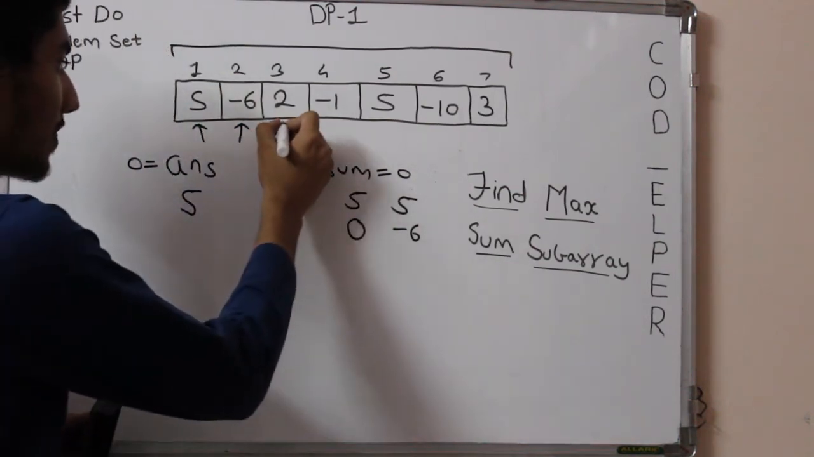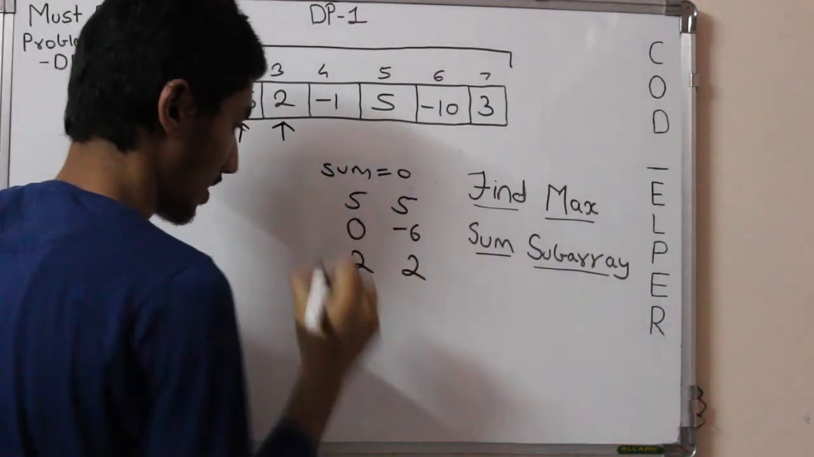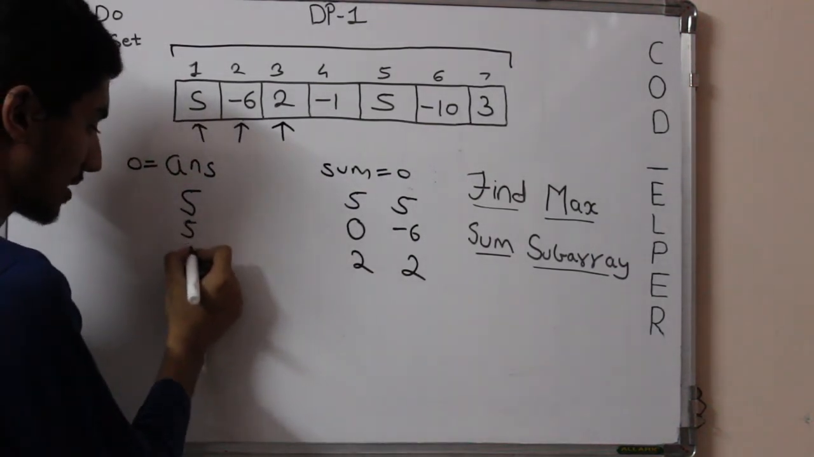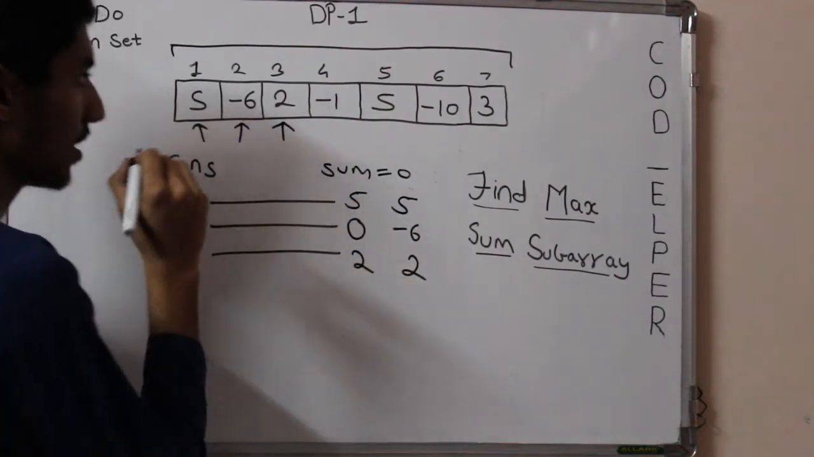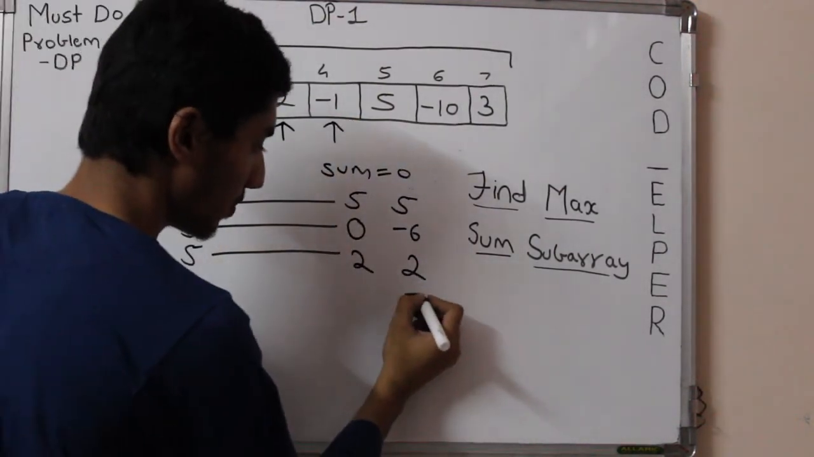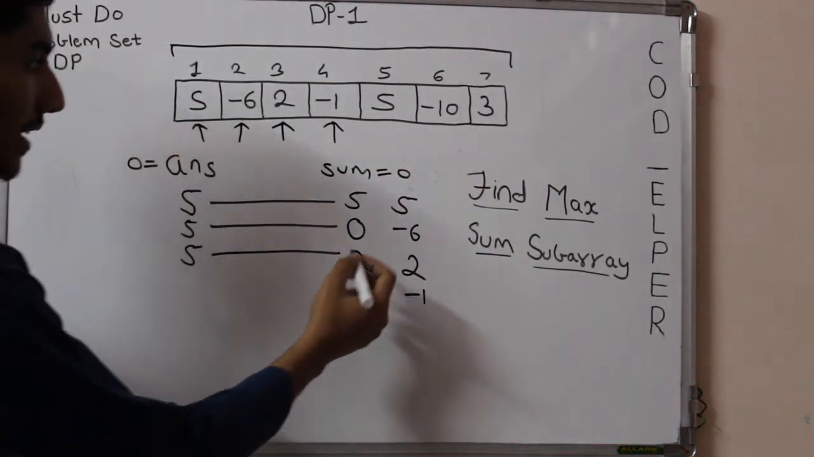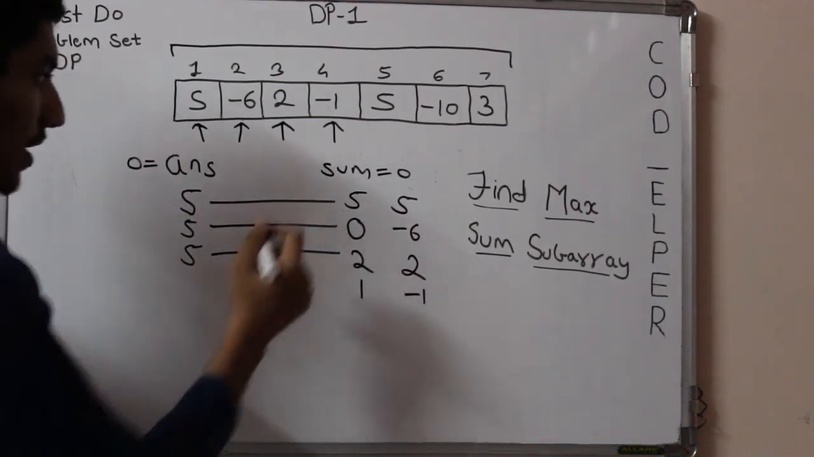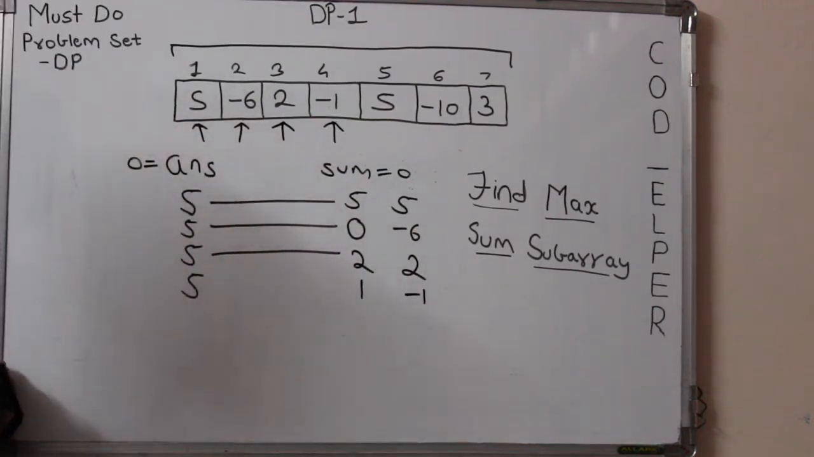On adding the next element, our sum will become 2. Is sum greater than answer? No, answer will remain as it is. Now move to the next element. On adding minus 1, sum becomes 1. As sum is greater than 0, it is not needed to make it 0 again. Is sum greater than answer? No. Let's keep it the same.